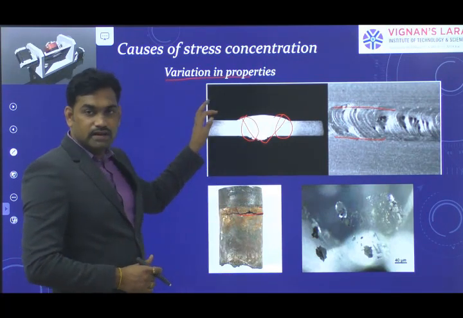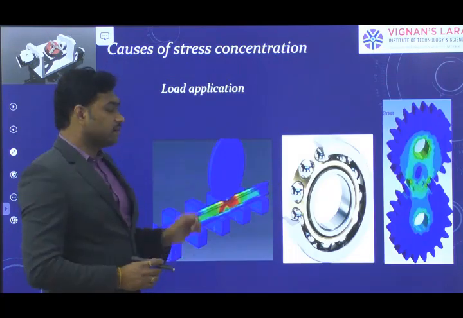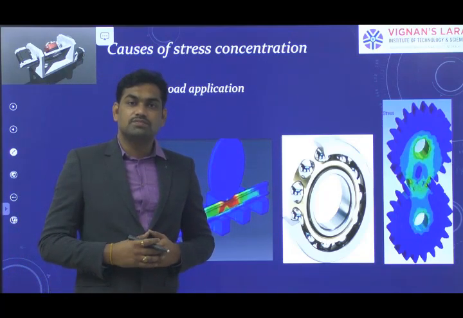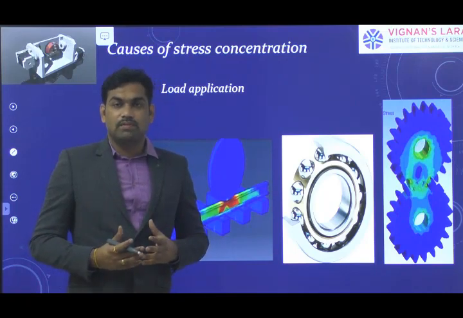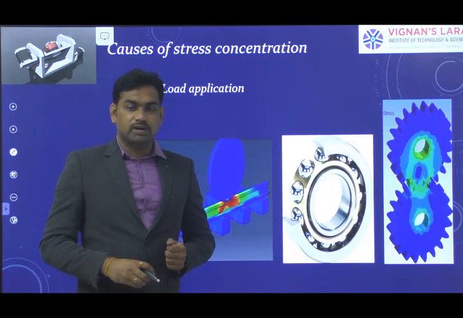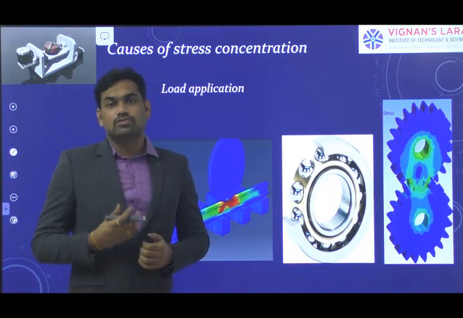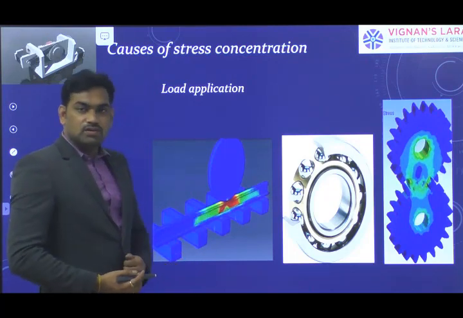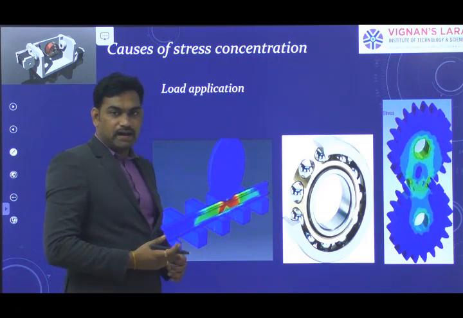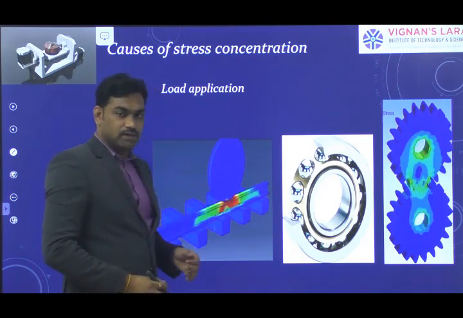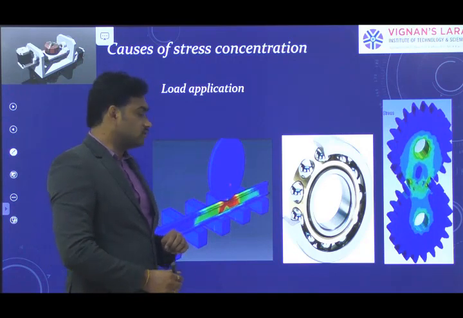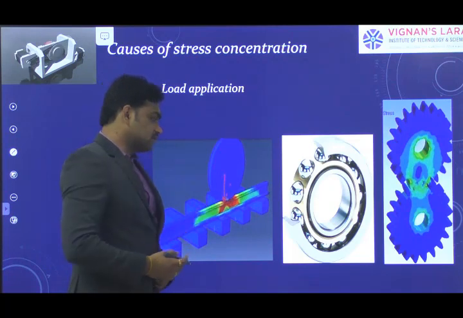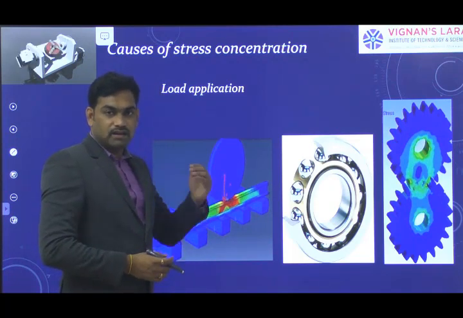That is the first one, variation in properties, and the second one is load application. If the load is not distributed throughout the component, but instead acts at one particular point, it can also give rise to an increase in stress. Here you can observe a rail track. Whenever the wheel moves upon the track, there is only a point contact between the wheel and the track, so the total load is taken at one single point. The track is subject to stress concentration where the load is acting.